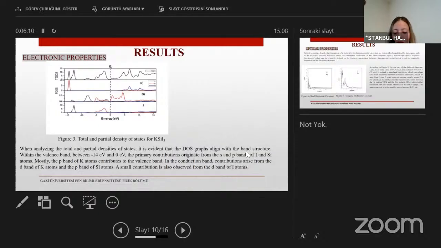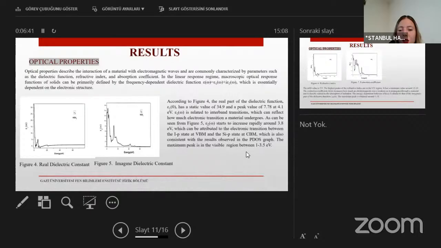In the conduction band, contributions come from the P and D bands of K and C atoms. There is a small contribution from the D band of the I atom as well. The maximum peaks formed in the valence band near the Fermi energy are suitable for ferroelectric materials. This side indicates the contribution to the valence band and this side to the conduction band. So optical properties are important for us here.